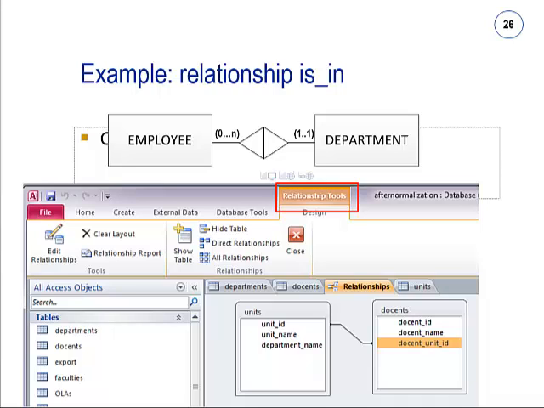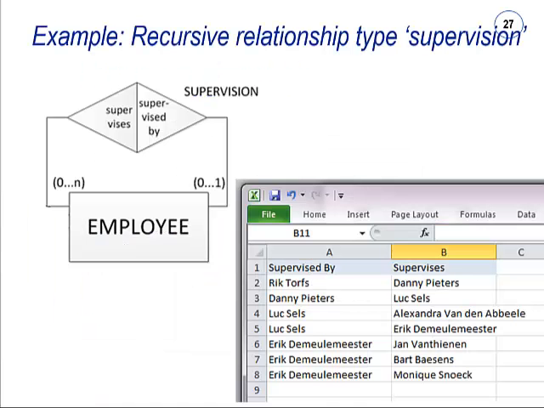At the bottom of my slide, you can see how those relationships can be drawn in Microsoft Access. You can see the connection between two tables there, units and docents or lectures. Earlier on, we introduced the idea of a recursive relationship, and we said this is a relationship type where the degree is 1, and that was pretty weird, right? So how can you have a relationship with only one entity type? Well, here you can see an example of that. This is basically an entity type employee, and let's say that we would like to model the hierarchical relationships between our employees.